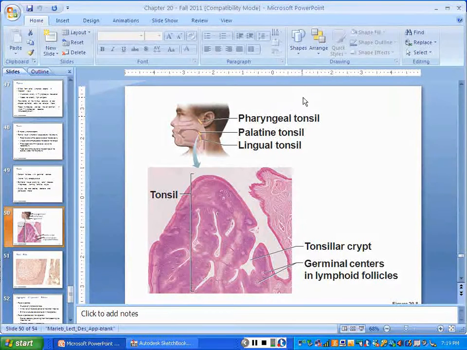You have your main tonsils on the side of your throat at the back of your mouth called the palatine tonsils. And then at the base of the tongue, that's where the tongue attaches in the throat, you have some tonsils called lingual tonsils.